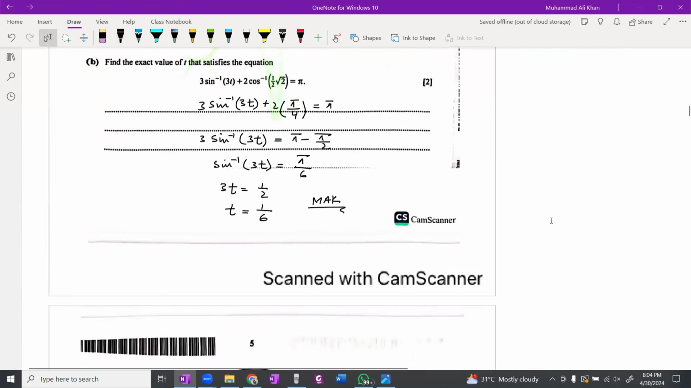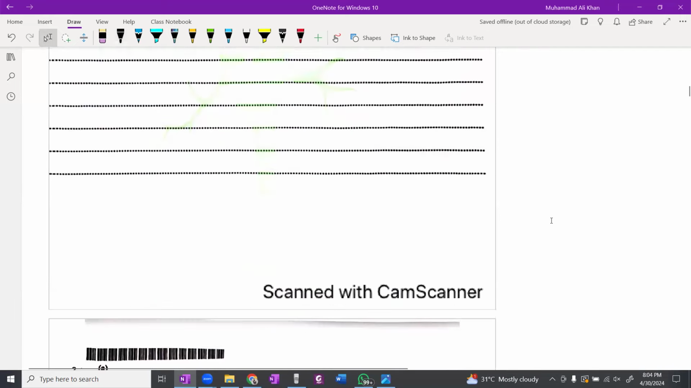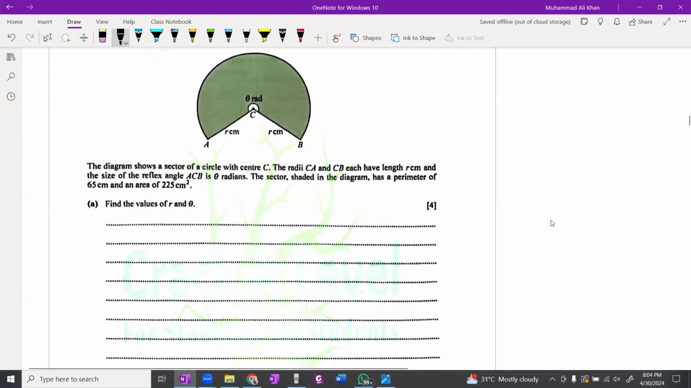Now, what is next? Next is circular measures. This is question number 2, and circular measure is question number 3. What do we have in the question of circular measures? The question is, the diagram shows a sector of a circle with center C. The radii CA and CB each have length R centimeters and the size of the reflex angle ACB is theta. The sector shaded in the diagram has a perimeter of 65. Perimeter of the sector is 65.